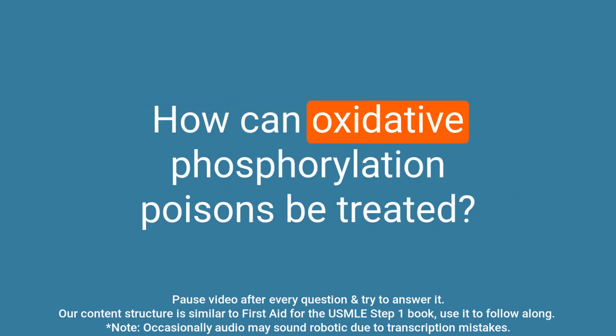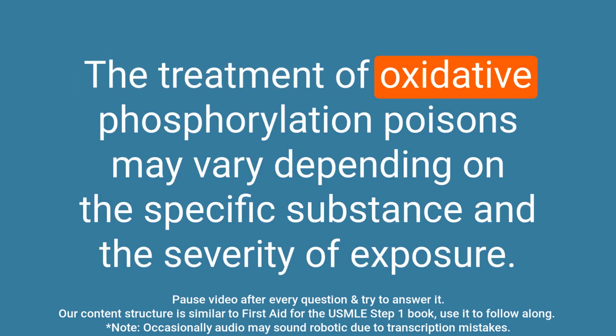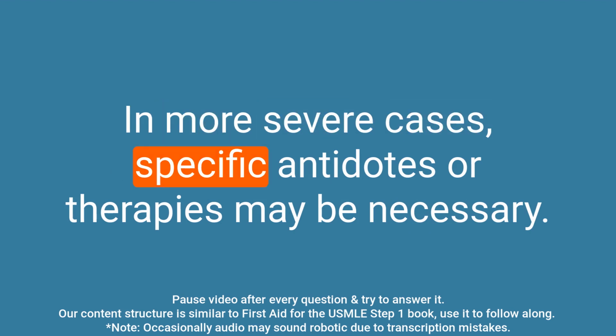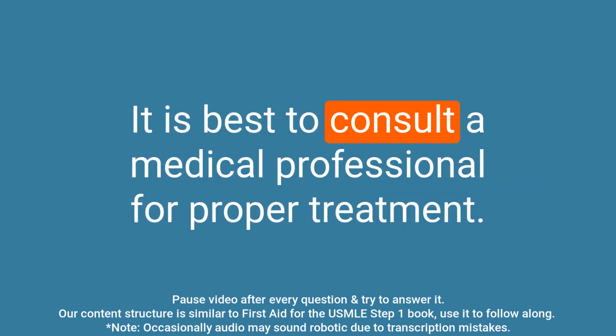Question: How can oxidative phosphorylation poisons be treated? Answer: The treatment of oxidative phosphorylation poisons may vary depending on the specific substance and the severity of exposure. In some cases, supportive care and removal of the toxin from the body may be enough. In more severe cases, specific antidotes or therapies may be necessary. It is best to consult a medical professional for proper treatment.